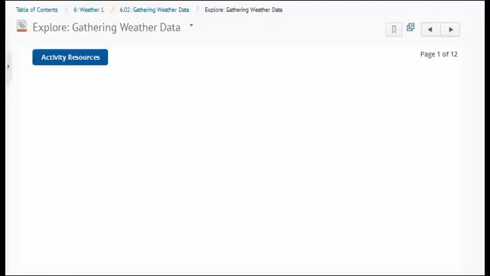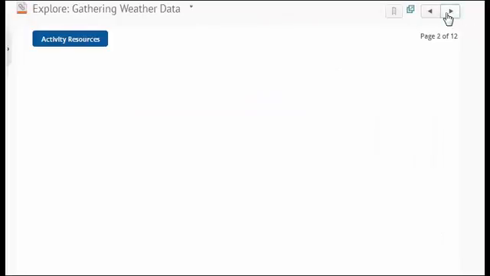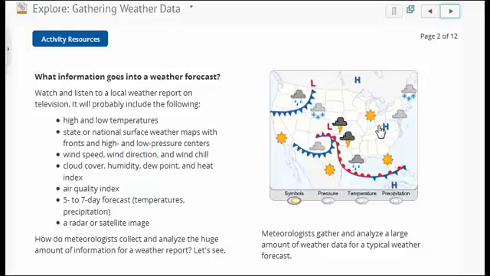Gathering weather data. I'm sure you've heard of a thermometer, but have you heard of a barometer, a hygrometer, anemometer? We're going to learn about those right now. So when we look at a weather forecast, it can tell us about high and low temperatures. It tells us where the fronts are, wind direction, air quality, forecasts, and radar and satellite images. So there's a lot of information you can get from weather forecasts.